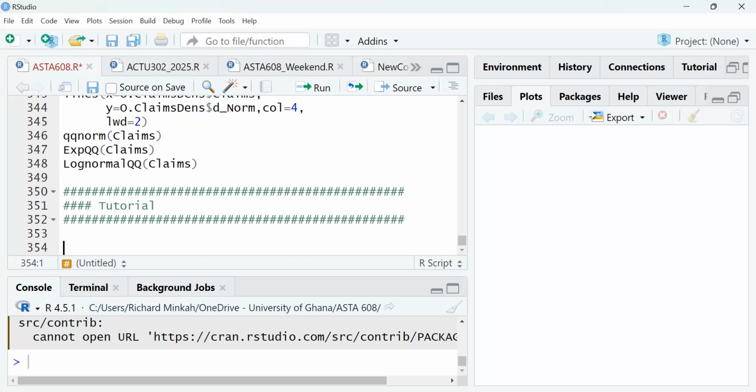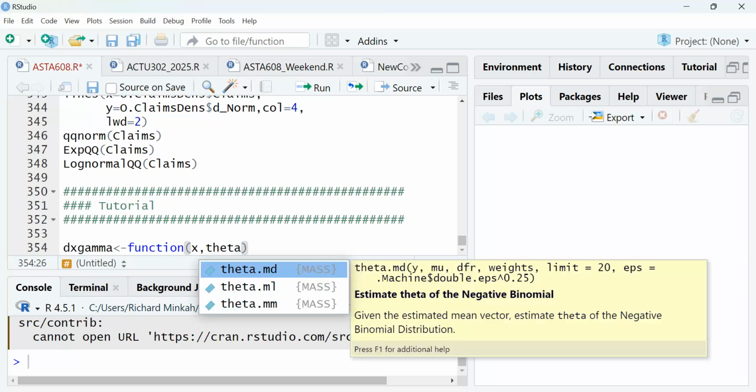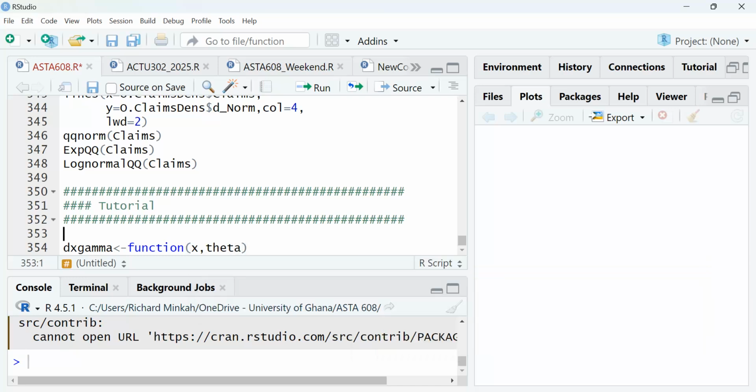Okay. So let's first write dS gamma. So this is like the density we've been using in the other distributions. Is that okay? All right. So that will be a function. This function will take x and what? Theta. Is that okay? That's the only thing we need.